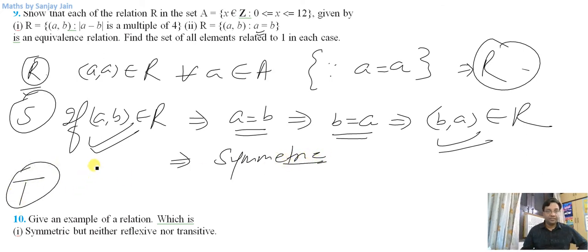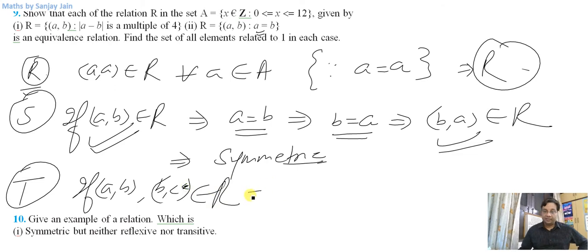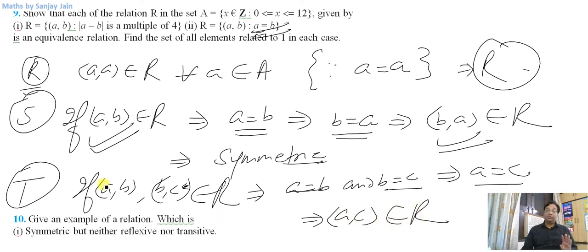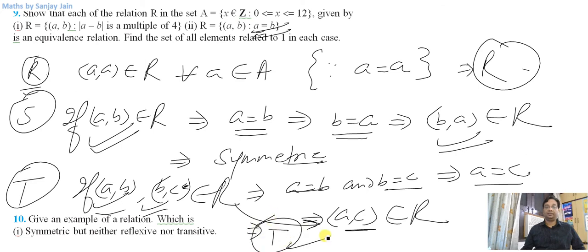Now what about transitivity? If (A, B) is present, (B, C) is present in this relation R, right? That will imply A is equal to B and B is equal to C. If A is equal to B, B is equal to C, that will imply that A is equal to C. If A is equal to C, as per this defined relation, that will mean that (A, C) is present in this relation R. Now, presence of (A, B) and (B, C) implies the presence of (A, C) in this relation R. Hence, I can say this relation is transitive. So, I have shown that this is reflexive, this is symmetric, this is transitive. Hence, it is an equivalence relation.